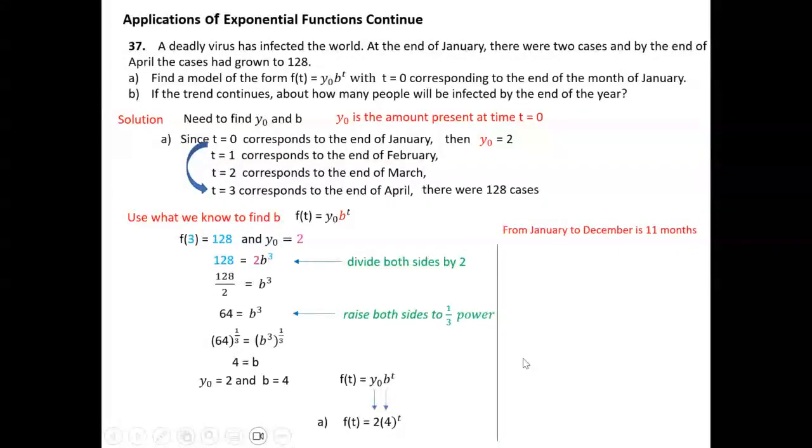For part B, from January to December is 11 months. So we're going to evaluate the function from part A at 11. So f of 11 equals 2 times 4 to the 11th power, which will give us 8,388,608 people will be infected by the end of the year.